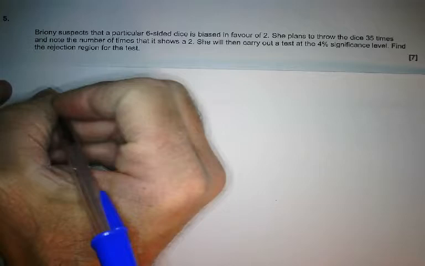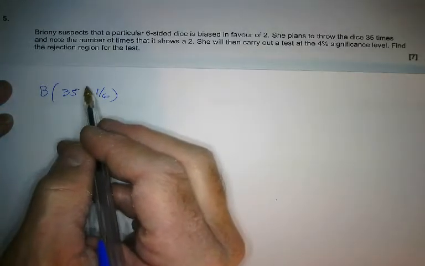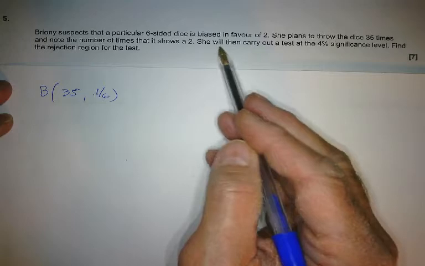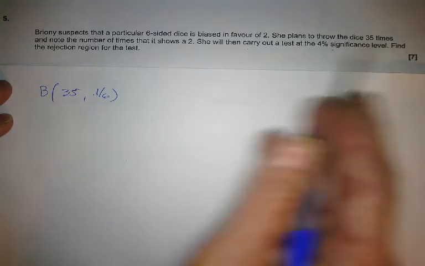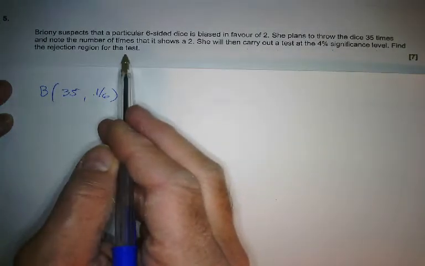So I know it's going to be binomial, and they throw it 35 times, and if it wasn't biased, the probability of success would be 1/6. So that's what I'm looking for there. And it says here, she will then carry out a test at a 5% level and find the rejection region for this test.